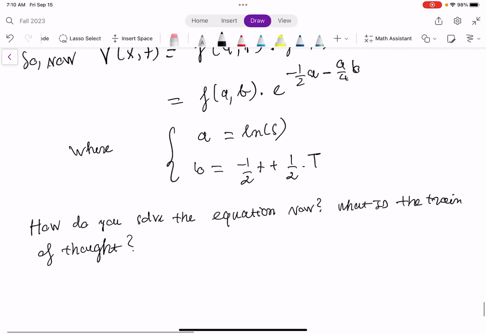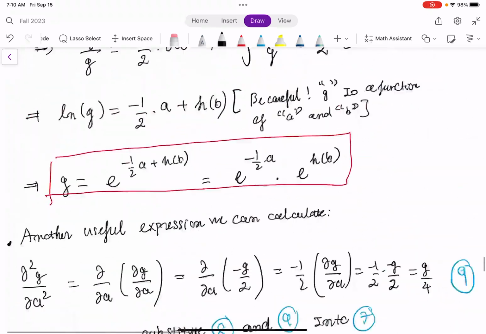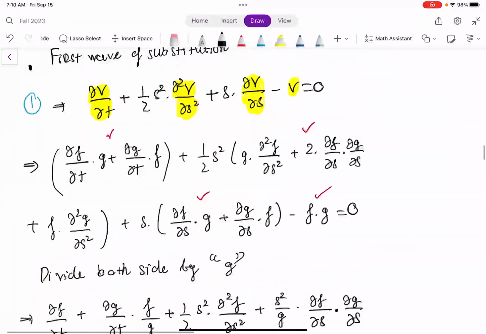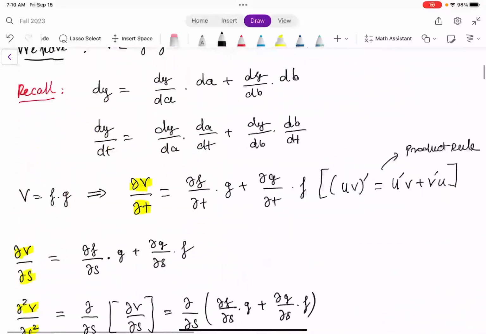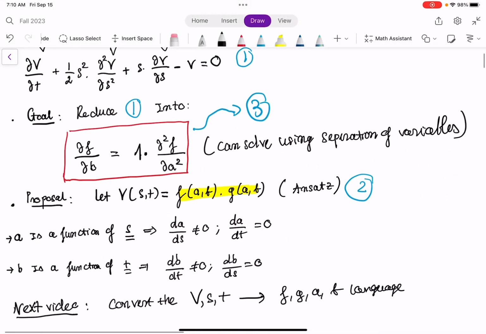So we know that by substituting like this, by saying v equal to f times e to the power whatever, you got reduced to this equation, right? Where is it? There you go. See what I'm saying? So we get reduced to this equation.